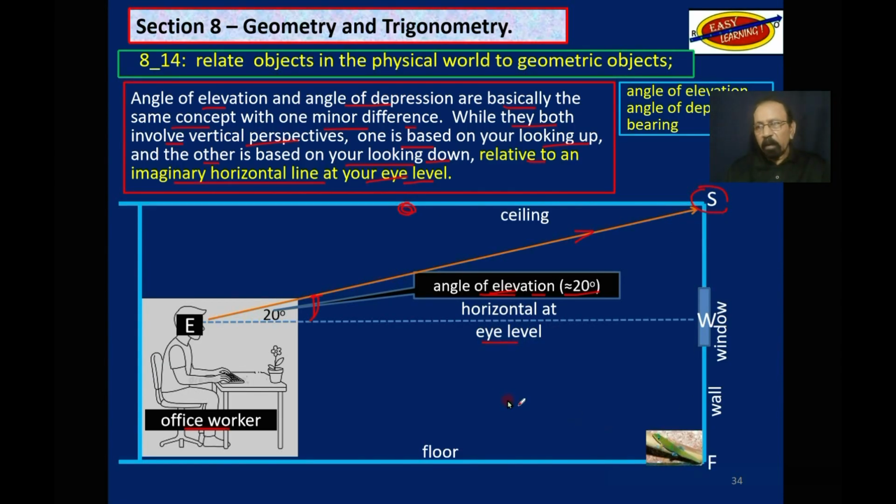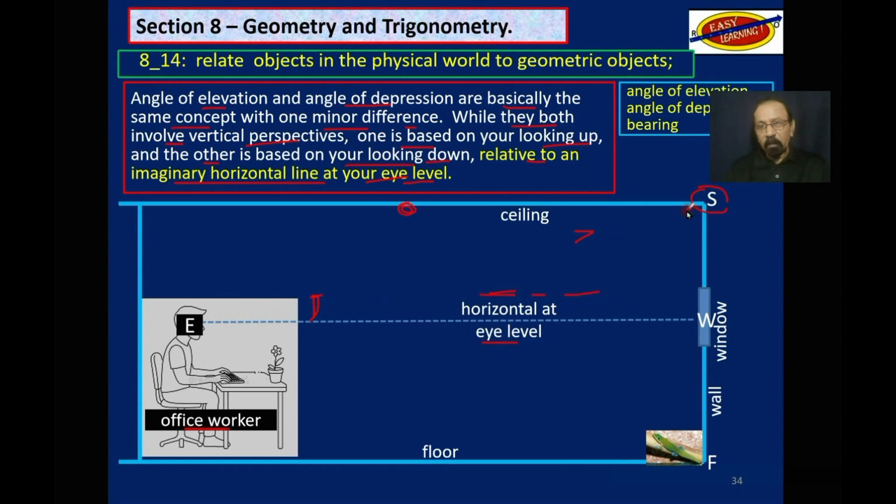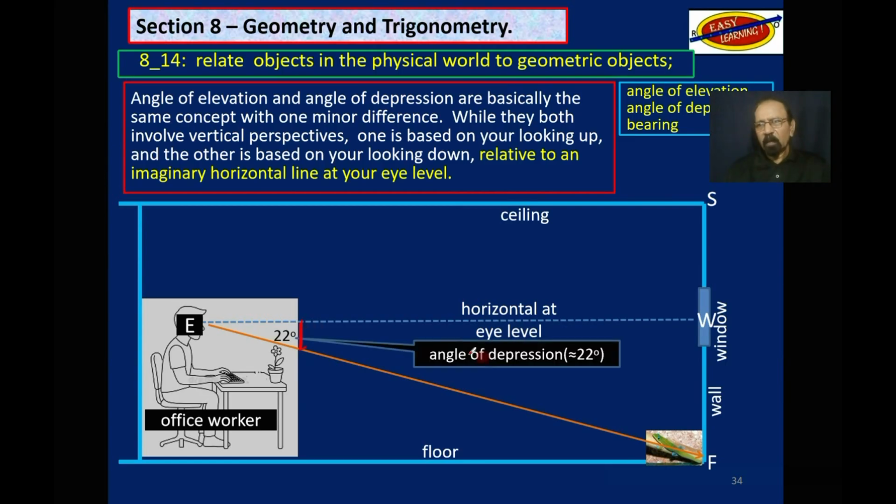And I could imagine it glaring at the office worker. Looks like it is glaring at the office worker. So the office worker took his eyes off from up there and looked at the gecko down here. Notice what happens with this angle. Notice now that this is an angle below the horizontal at eye level. Let us say it is 22 degrees. We don't know what it is. Let us say it is 22 degrees. That angle below the eye level is called the angle of depression, whether it's 22 degrees or whatever.